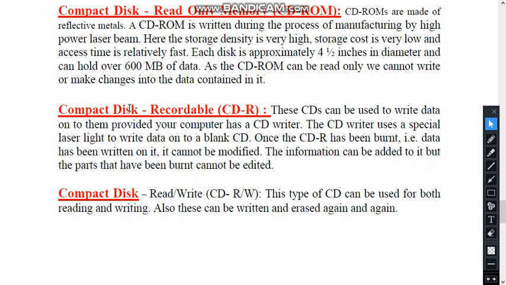Now, in the rewritable compact disc, we can perform both read and write operations. This type of CD can be used for both reading as well as writing. Here we can also erase the information again and again.